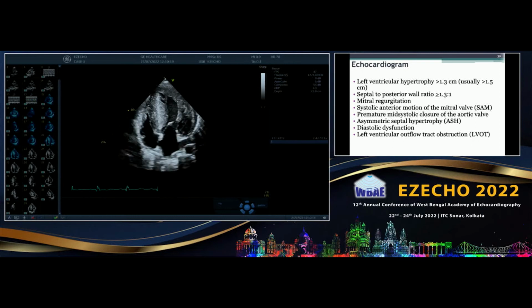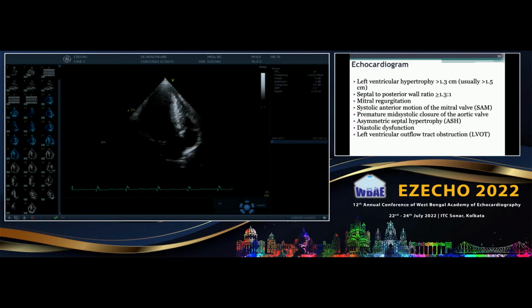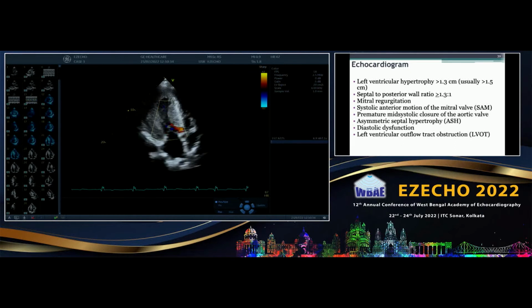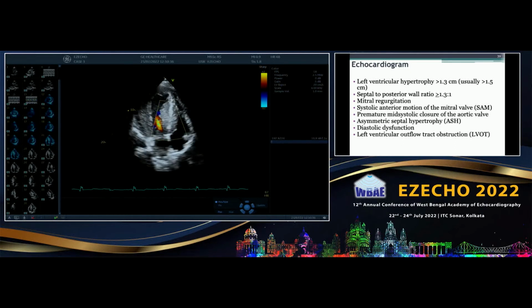So what we will do is we will do his resting echo. Then two things you can do. If you ask all these patients very carefully, they tell you that when they have a full stomach, they feel very uncomfortable. Because postprandial, when there is splanchnic vasodilatation, they get a lot of LVOT gradient. So ask these patients to come for echo with a full stomach. That's the best way to do it.